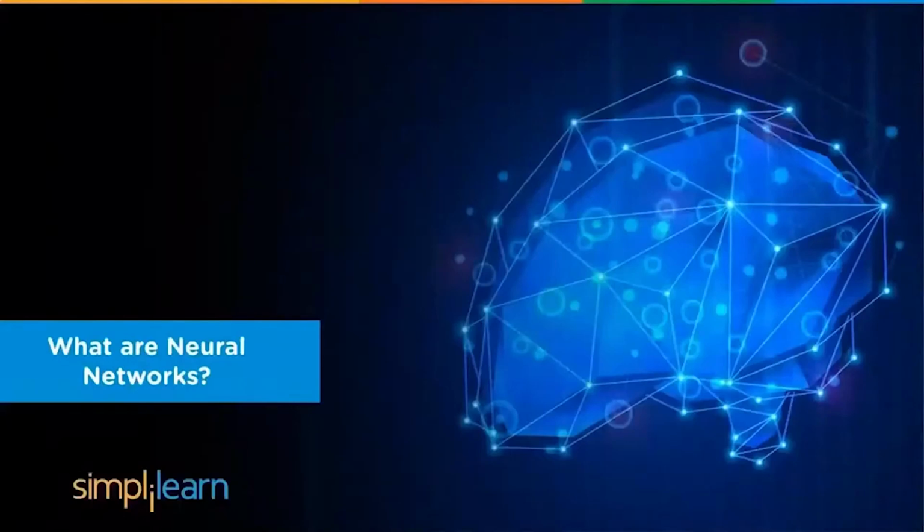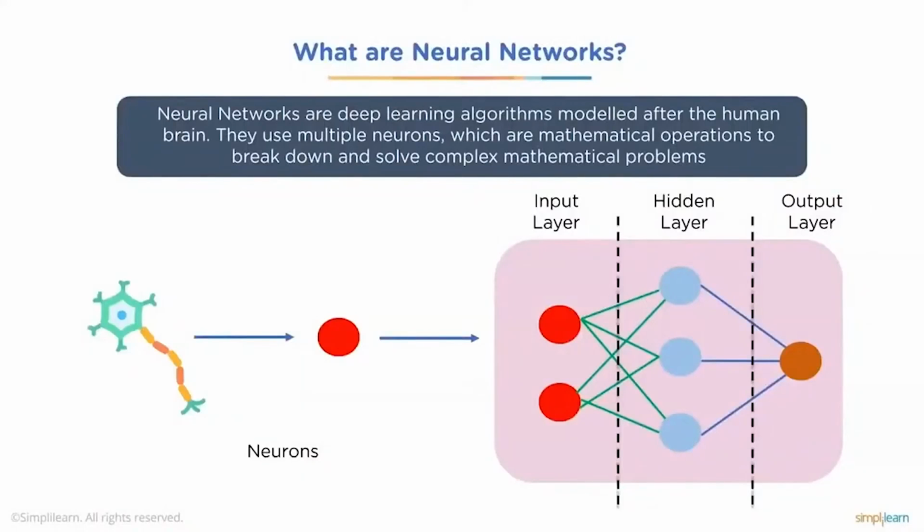So if you're already looking at Keras, you probably already have this answer: what are neural networks? But it's always good to get on the same page, and for those people who don't fully understand neural networks, to dive into them a little bit or do a quick overview. Neural networks are deep learning algorithms modeled after the human brain. They use multiple neurons, which are mathematical operations, to break down and solve complex mathematical problems. And just like the neuron, one neuron fires in and it fires out to all these other neurons, or nodes as we call them, and eventually they all come down to your output layer. And you can see here we have the really standard graph: input layer, a hidden layer, and an output layer.